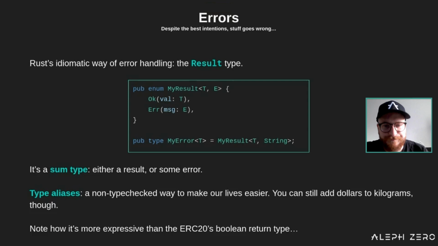Now we can also do some type aliases, which is quite interesting, but it's important to note that this is not type checked. So this is just a different name for the same type. The compiler will not be able to distinguish between my error written like that and my result written like that. But this is just a convenience tool for you. So yeah, this is how we are going to represent our errors, right?